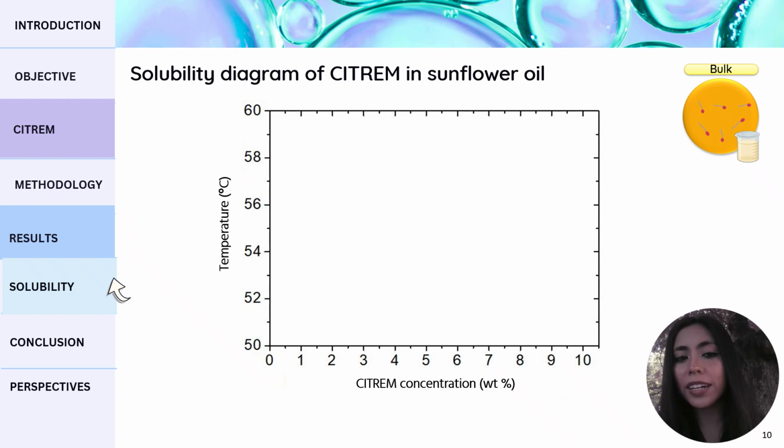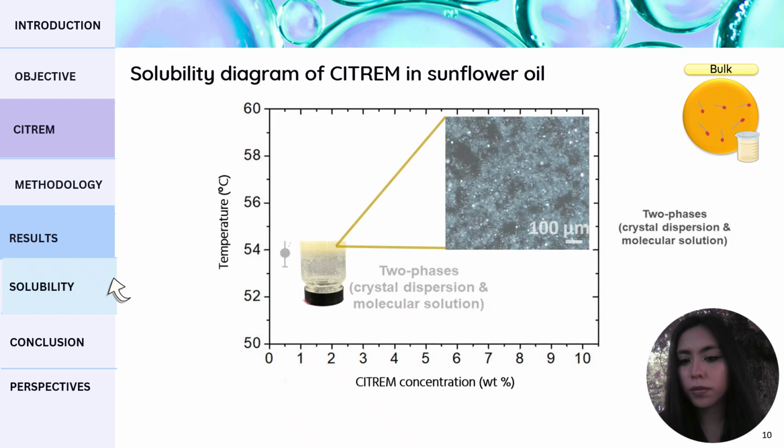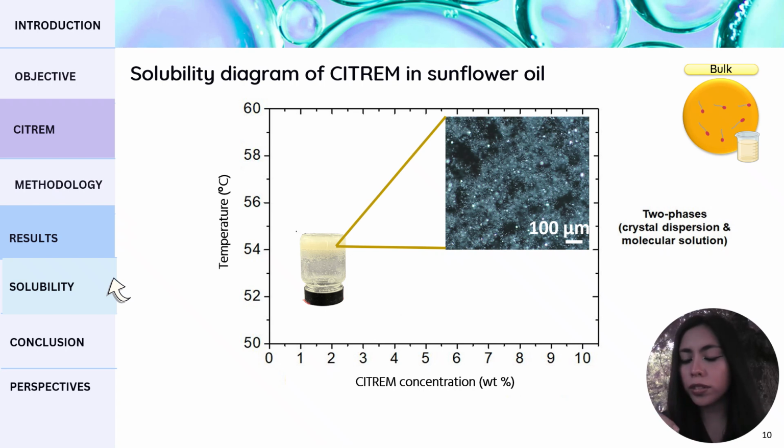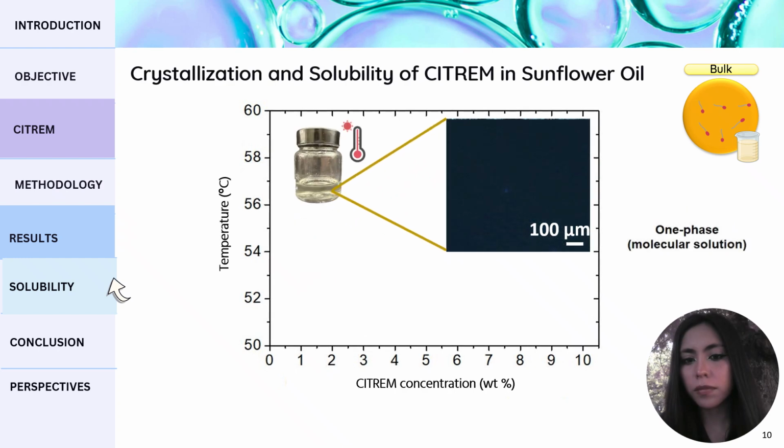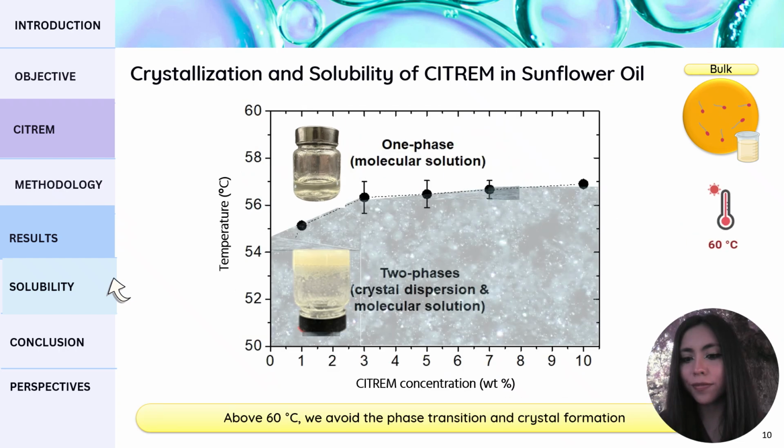Then we study the solubility diagram of Citrem in sunflower oil, where we can graph the temperature over the Citrem concentration. This is because at very low concentration we have two phases where we have several crystals. And here we can see that as we increase the temperature, we only have one phase with no crystals. Then we do the graph. We find the points at which we pass in each of the concentrations from two phases to one phase, and we can notice that above 60 degrees Celsius, we can avoid the phase transition and crystal formation.